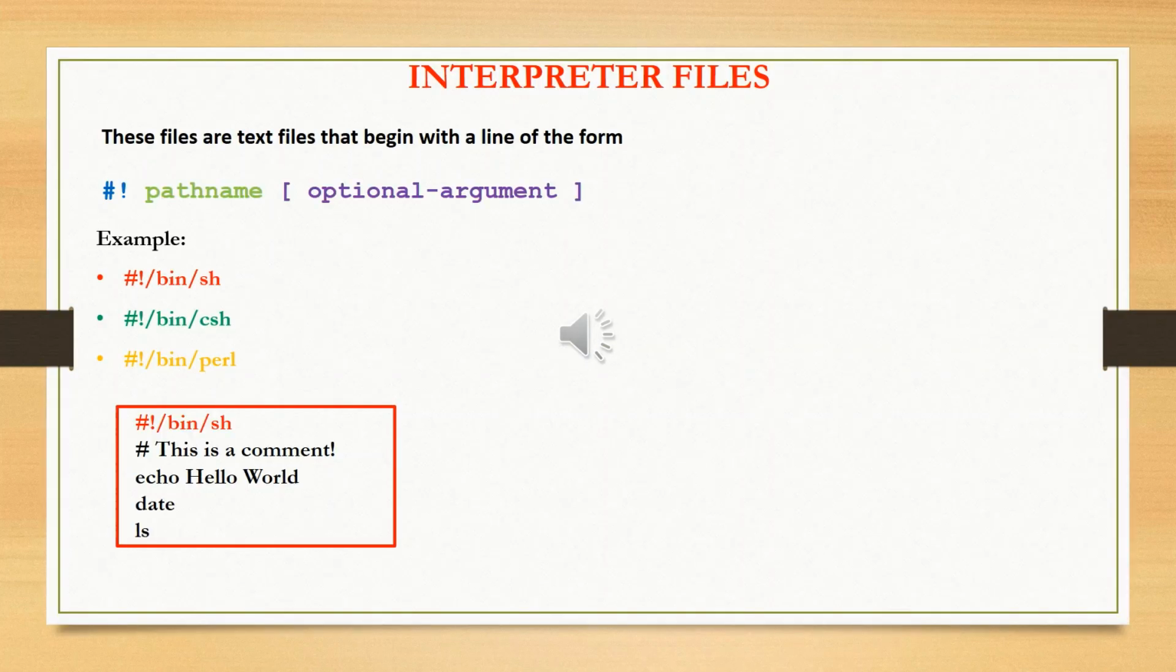Here we discuss interpreter files, which are files that begin with a line of the form: #! pathname [optional argument], where the optional argument is typed within square brackets. The most common example is #!/bin/bash. As the pathname, you set the corresponding optional arguments. The actual file executed by the kernel is the one specified in that line.